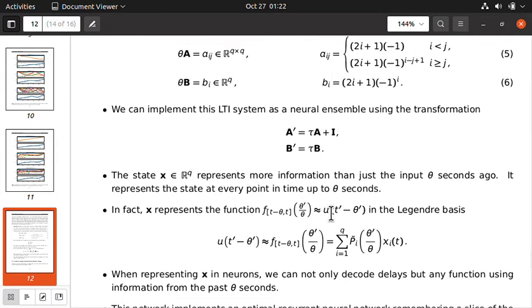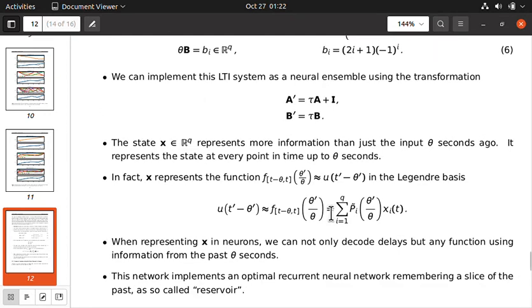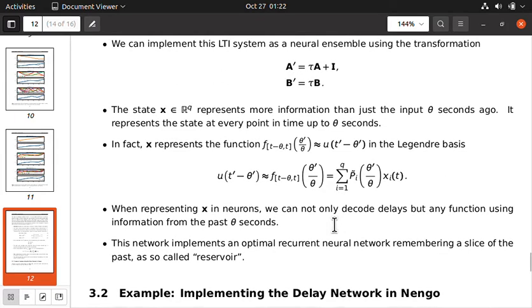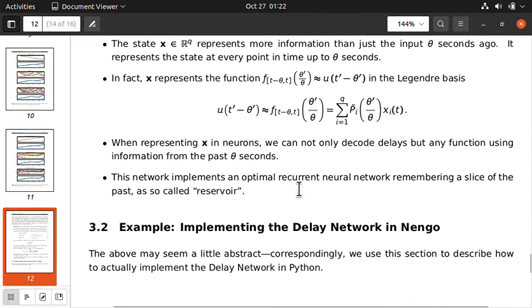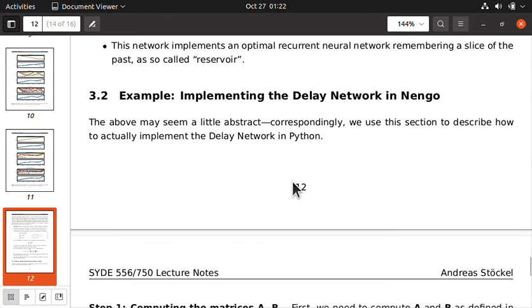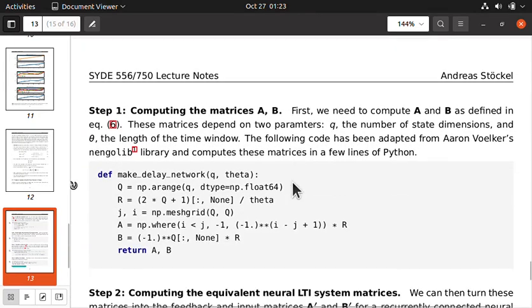Okay, so that's a bunch of math. When I got introduced to this stuff and was talking to Aaron initially, I got a little bit lost. I wanted to actually see what that looked like. And since we've got all that math, and it's just a differential equation, let's go ahead and implement this.